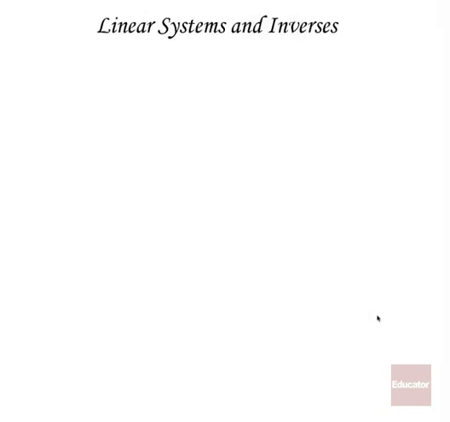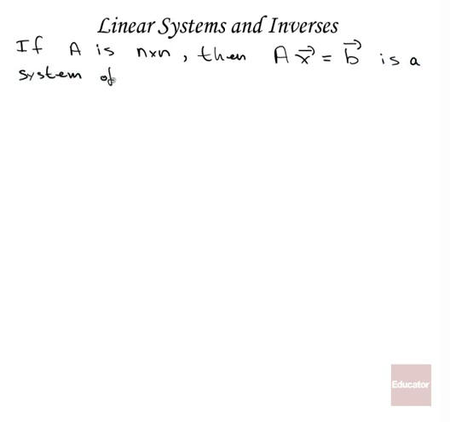Okay. So let's talk about linear systems and inverses. So we dealt with matrices, inverses. Now let's associate it with linear systems, because again, ultimately, we're going to deal with linear systems. Okay, so let's write a few things down here. If A is n by n, then Ax equals B is a system of n equations in n unknowns.